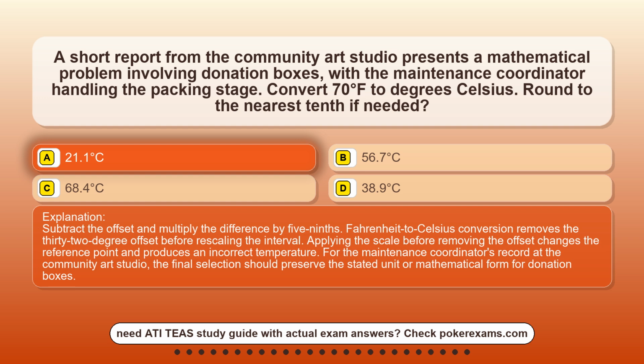Subtract the offset and multiply the difference by 5/9. Fahrenheit-to-Celsius conversion removes the 32-degree offset before rescaling the interval. Applying the scale before removing the offset changes the reference point and produces an incorrect temperature. For the maintenance coordinator's record at the community art studio, the final selection should preserve the stated unit or mathematical form for donation boxes. Question 24.